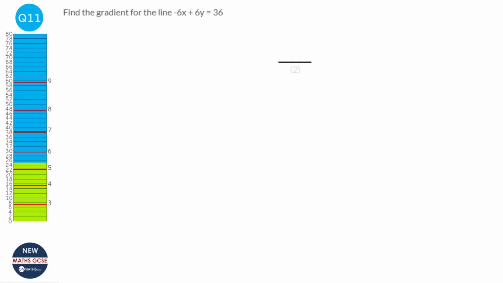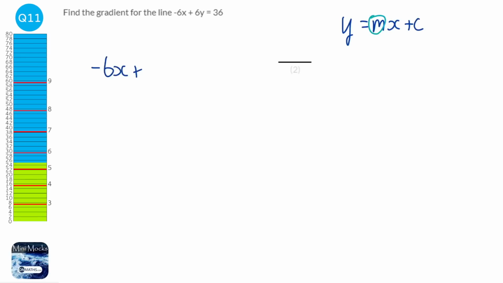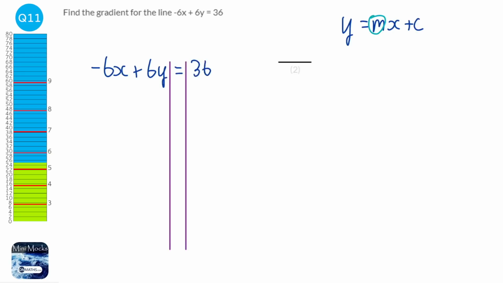So to find the gradient, we need the formula or the equation in the form y equals mx plus c. And the m there will give us what the gradient is. So we're just going to be rearranging this equation. And so I'll get my lines in. So the first thing I'm going to do is get rid of the x's from the left hand side, and we can do that by adding 6x both sides.